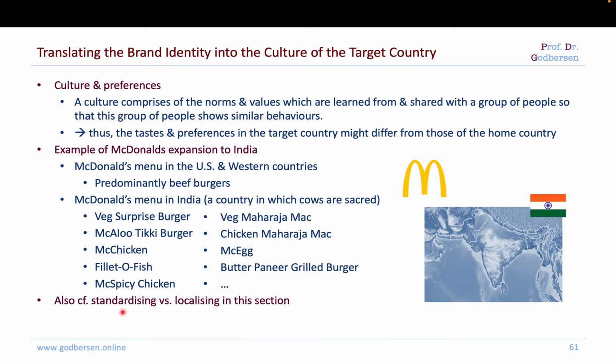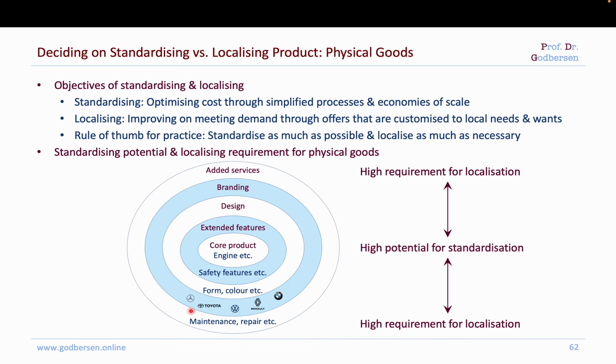So, as I said, it's about standardizing and localizing. I want to dive a bit deeper now: how to standardize and localize. Better, what is your potential and your need for standardizing and localizing with regard to physical goods and to services. Now, standardizing, what we want to achieve is we want to optimize our cost through a simplified process, as everything is the same in the world where we're operating, happy days and economies of scale.